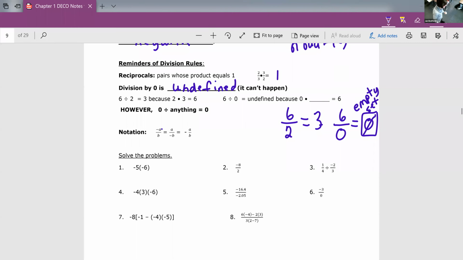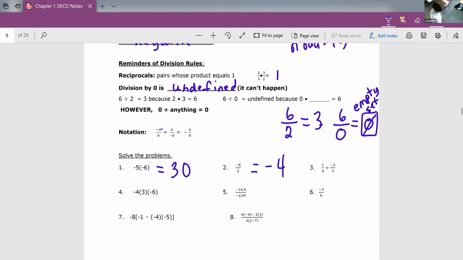Look at number 1. Negative 5 times negative 6 is what? What sign? Positive. And 5 times 6 is 30. Good job. All right. What about negative 8 divided by 2? First of all, tell me about the sign. Negative, because I see one negative sign there, and then 8 divided by 2 is 4. So negative 4 would be the answer on that.